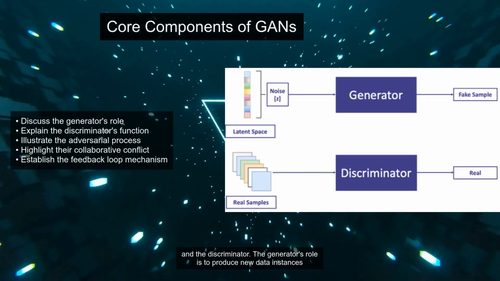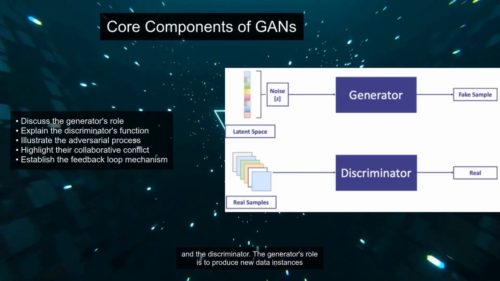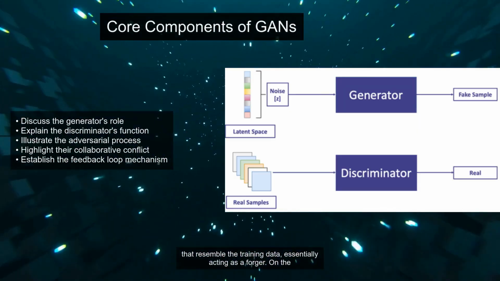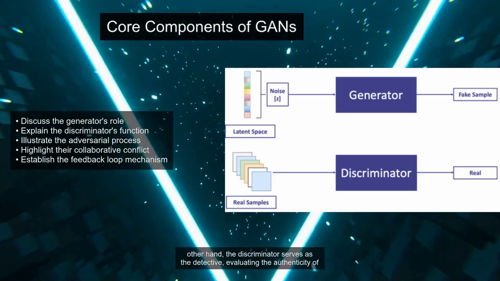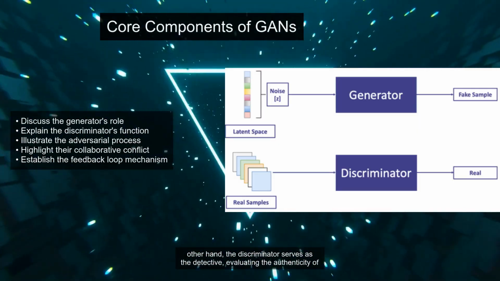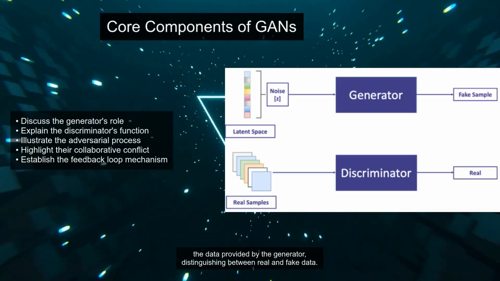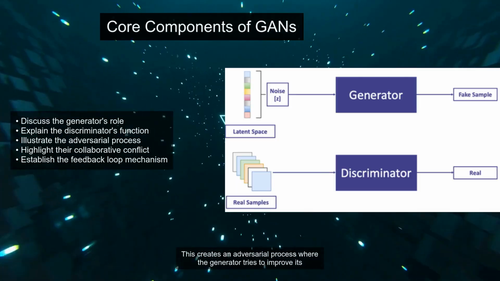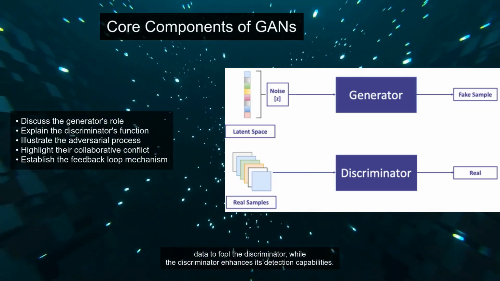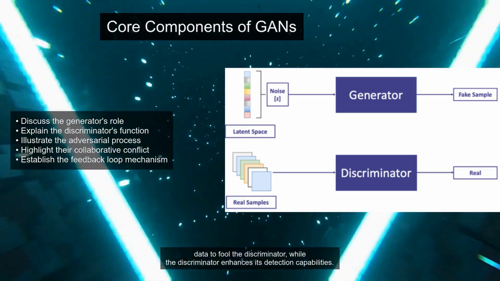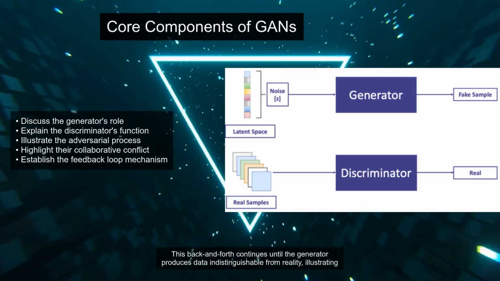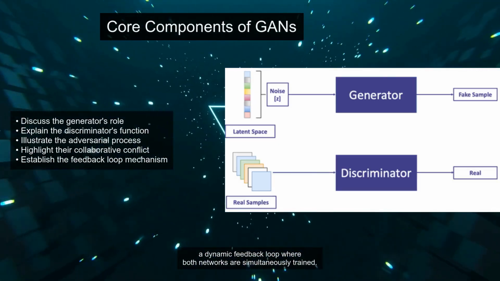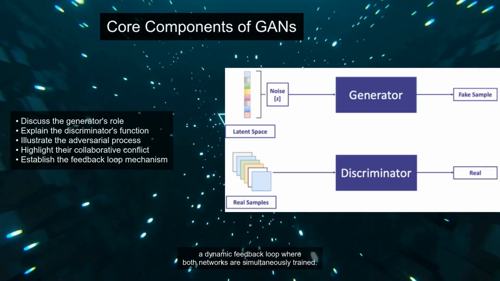The generator's role is to produce new data instances that resemble the training data, essentially acting as a forger. On the other hand, the discriminator serves as the detective, evaluating the authenticity of the data provided by the generator, distinguishing between real and fake data. This creates an adversarial process where the generator tries to improve its data to fool the discriminator, while the discriminator enhances its detection capabilities. This back and forth continues until the generator produces data indistinguishable from reality, illustrating a dynamic feedback loop where both networks are simultaneously trained.